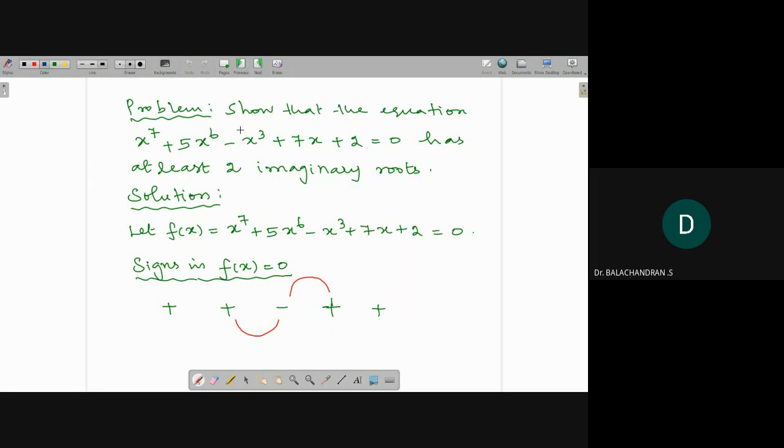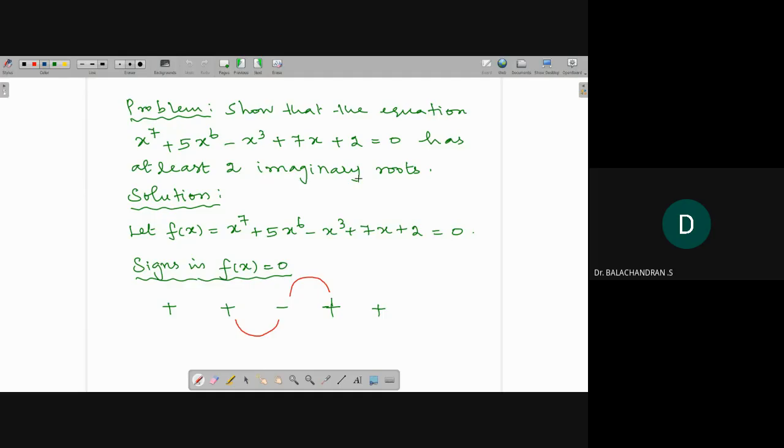So the first problem is: show that the equation x power 7 plus 5x power 6 minus x cube plus 7x plus 2 equal to 0 has at least 2 imaginary roots. Please write it down in your notebook.